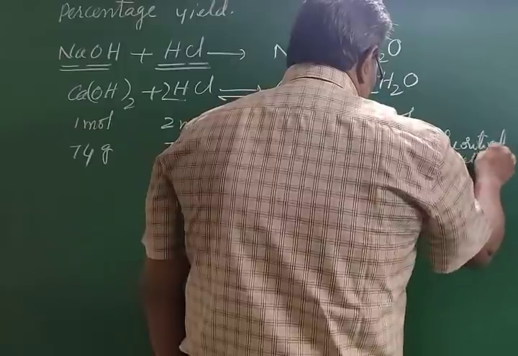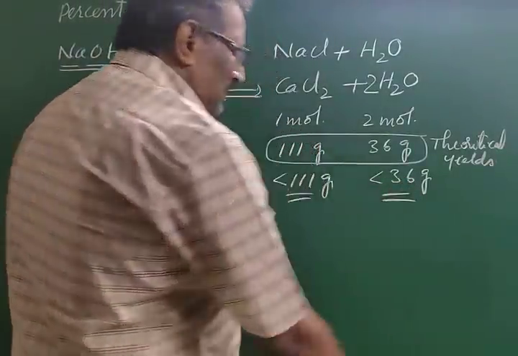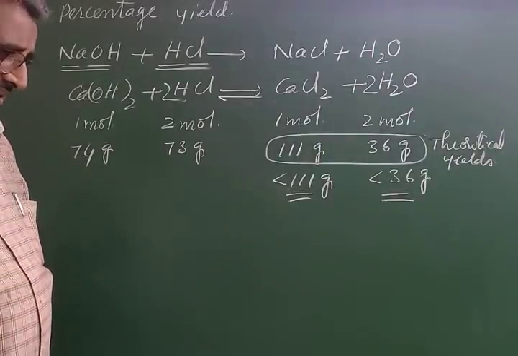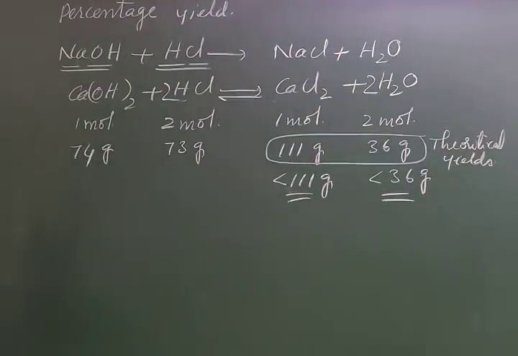Theoretical yields are the amounts of products to be formed according to the stoichiometric equation. Actual yields are the amounts of products actually formed during a chemical reaction, which is carried out either in the laboratory or in an industry. The actual yield is always a little bit less than the theoretical yield in most of the cases. In most of the reactions, the actual yield is less than the theoretical yield.